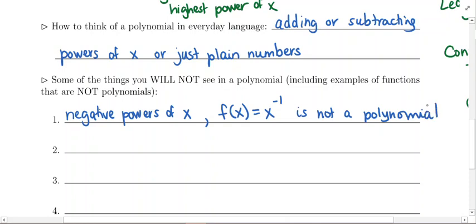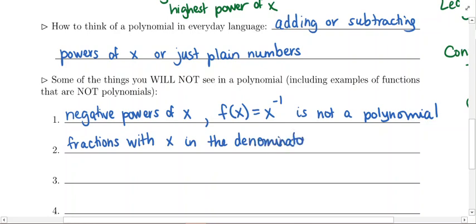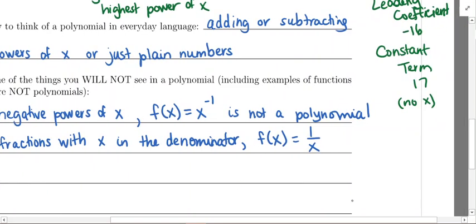The next thing you will not see is fractions with x in the denominator. For example, if I gave you the function 1 over x, it's a fraction and x is in the denominator, so this is not considered a polynomial.